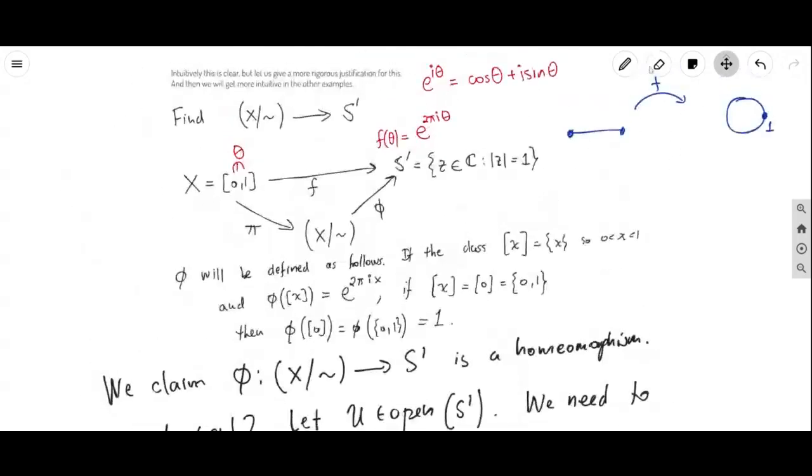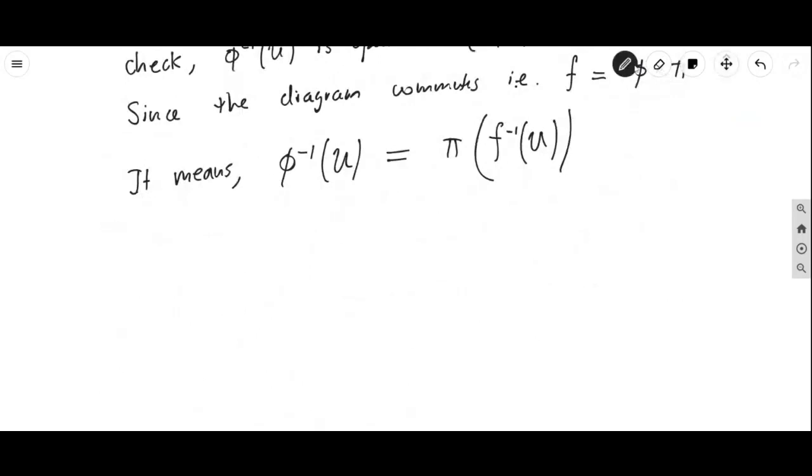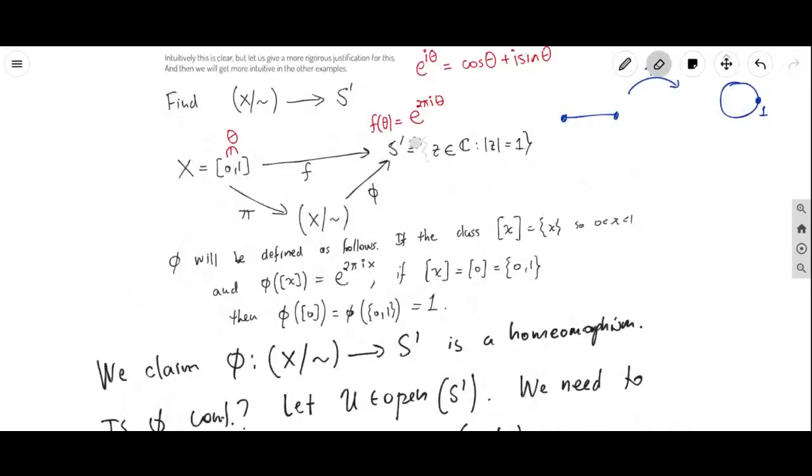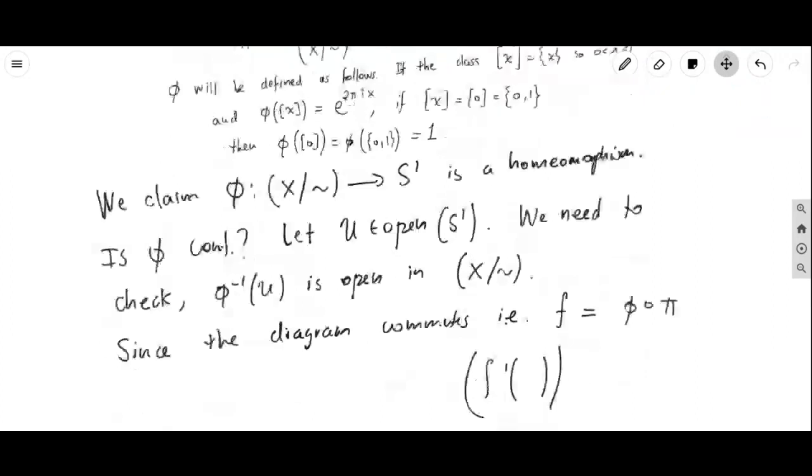Right, so let me just repeat that again. You have an open set, you want to pull it back by phi. So how do you do it? You can pull it back by f and then you push it forward by pi. And you end up in the same location as if you pulled it back by phi. Okay, so is this an open set in the quotient? Is this an open set in X tilde? Because we're claiming the map is continuous. So if this mapping is continuous, then if we pick an open set over here, it should get pulled back to an open set. So is this map continuous?